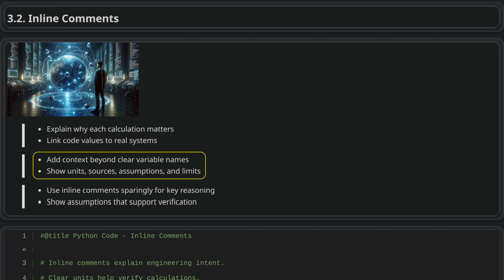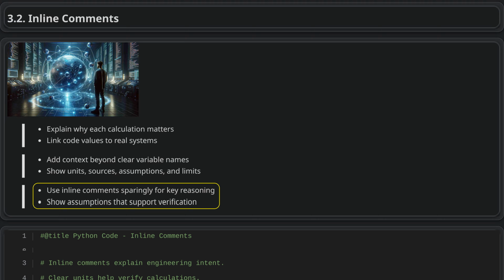Effective inline comments should be short, precise, and focused on information the code does not already make clear. In electrical engineering, comments are especially useful for identifying units, data sources, conversions, and whether values are ideal, measured, or design limits. Clear comments make assumptions visible, which helps others verify and understand the calculations.